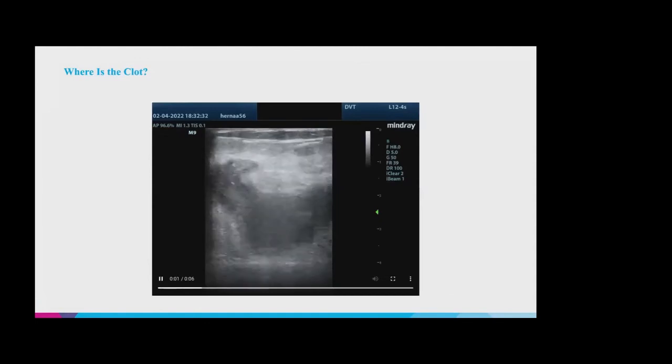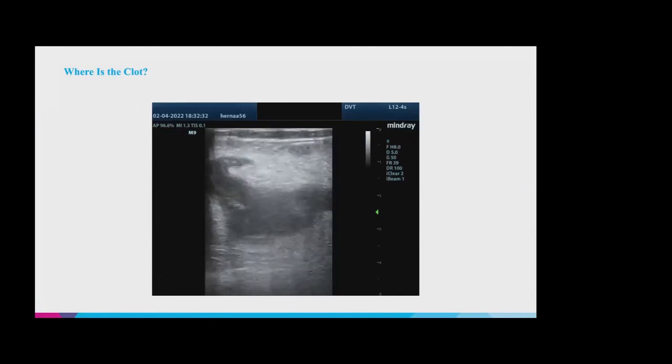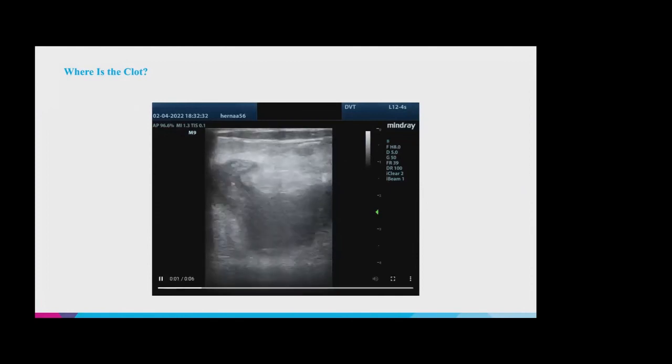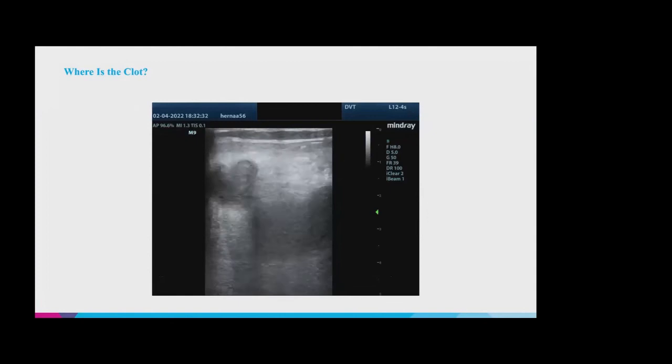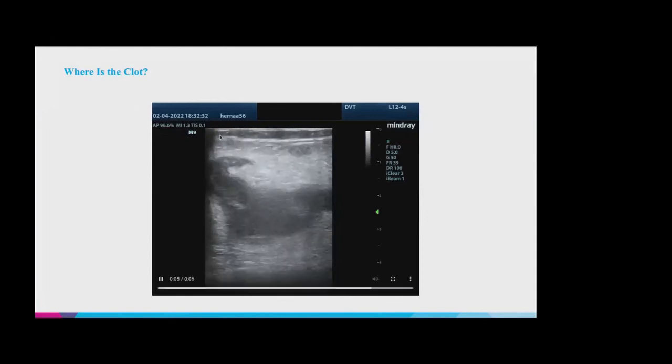Just for sake of time, since we're just about out, this is I think the last image. And what do you guys think? So this looks like another left common femoral with the saphenous coming in at the end. Yep. The artery on the right of the screen, and it's non-compressible. So left common femoral DVT.